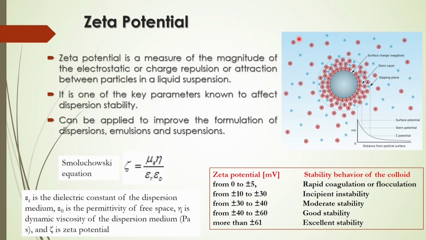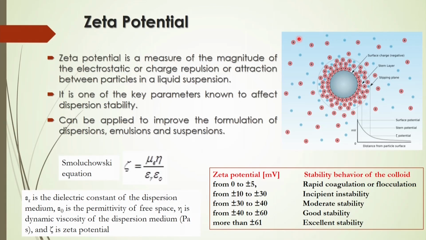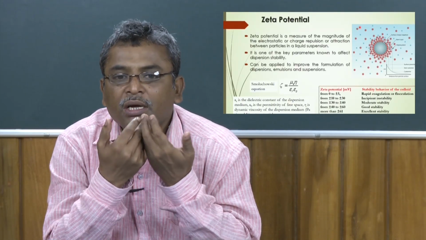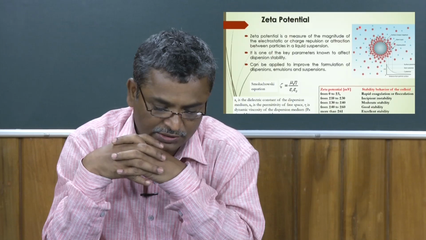Now, another important one is Zeta potential. It is generally used in liquid-solid operations in fluidized beds or gas-liquid-solid operations in fluidized beds. Zeta potential measures the magnitude of the electrostatic charge, whether repulsive or attractive, how much charge there is for repulsion and attraction between particles in a liquid suspension. So, Zeta potential will give you the magnitude or degree of the electrostatic charge responsible for repulsion or attraction between the particles.